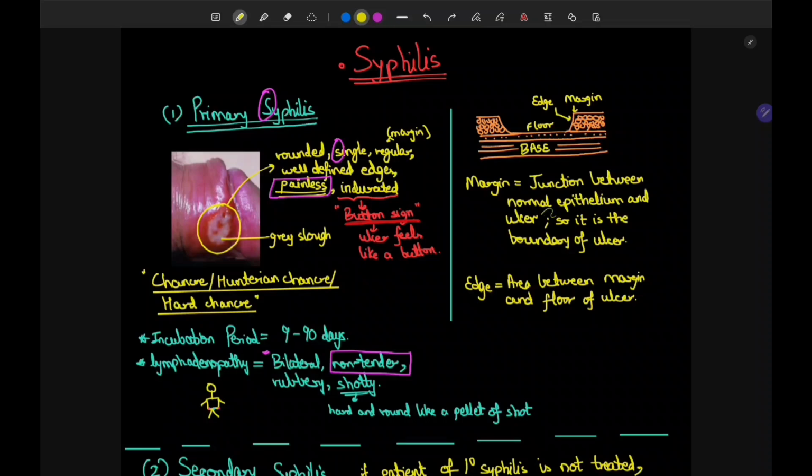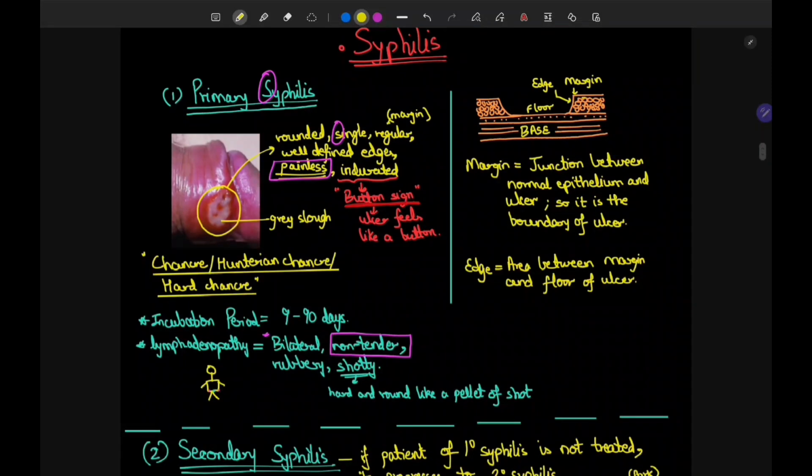The margin is the junction between the normal epithelium and the ulcer. See, this is the normal epithelium, and this is the ulcer. So, this junction is the margin. And what is the edge? The edge is the area between the margin and the floor. So whenever you see an ulcer, this is the margin, this is the edge, and this is the floor.